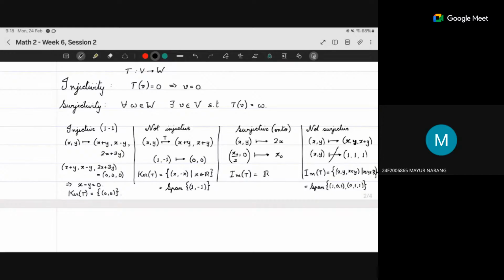A set can have an image, a particular set. We are looking here at the image of the whole domain. You can restrict the transformation to specific sets and talk about the image of those sets also, but that is not considered over here.